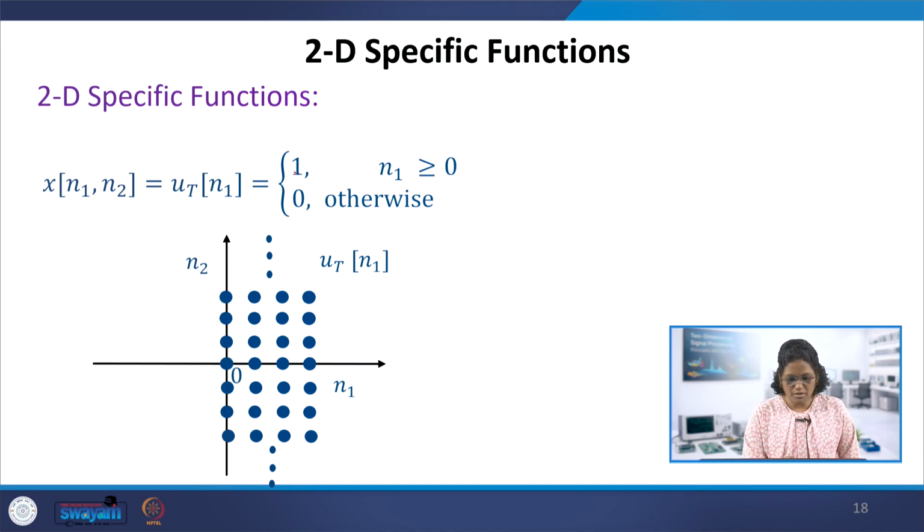What does n1 greater than or equal to 0 mean? It means n1 takes only positive values, not negative ones. Negative values of n1 are not allowed, but n2 can take both positive and negative values. This step sequence is extended in both directions of n2, but not n1. So n1 has only one direction. This is the step sequence u of n1.